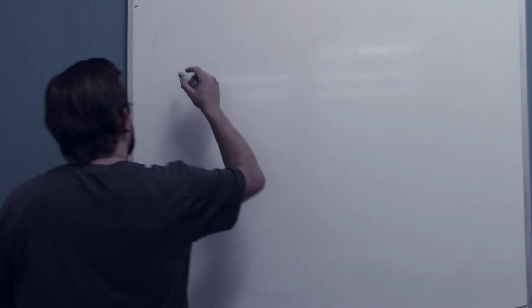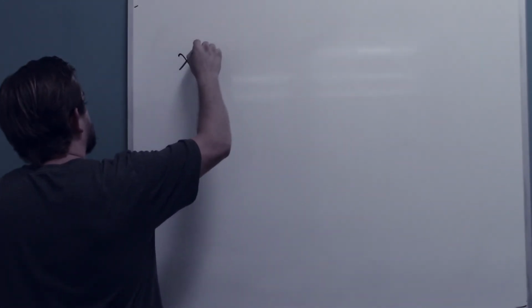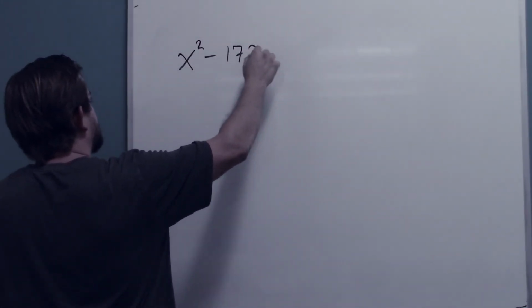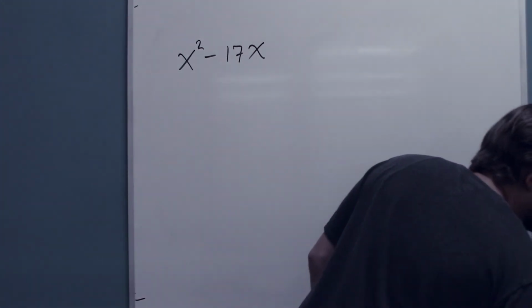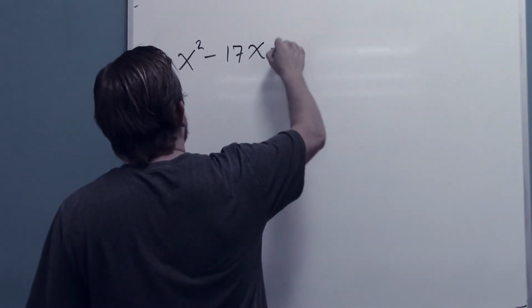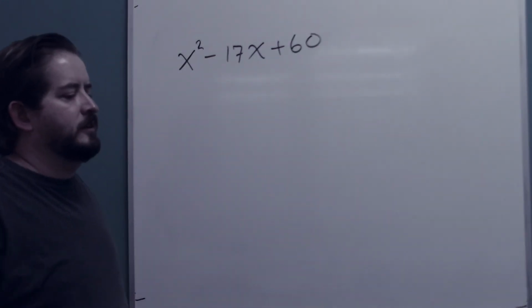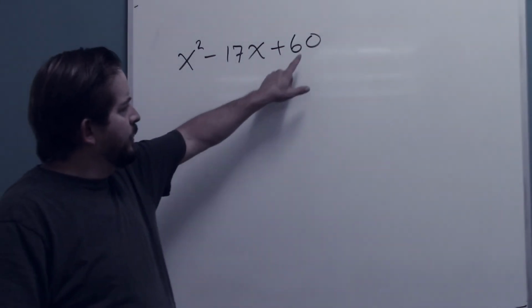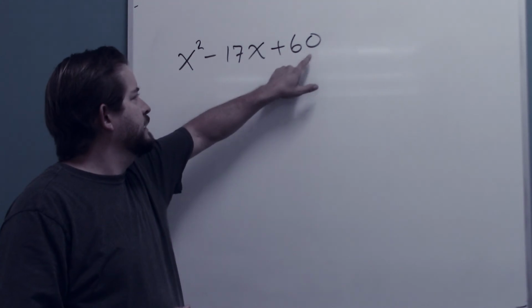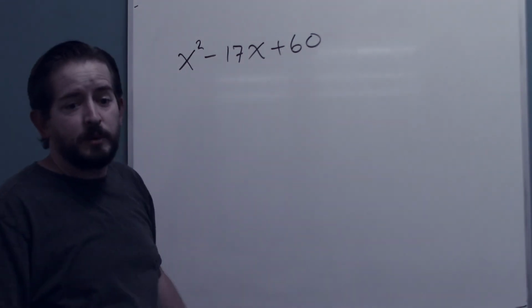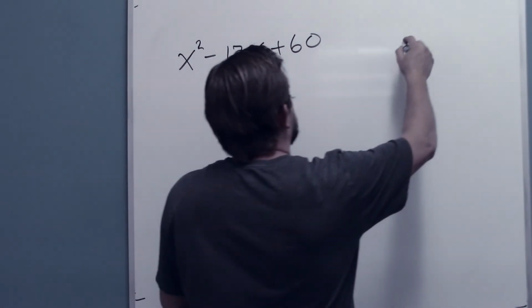Let's look at, let's do this one. x squared minus 17x plus 60. So far our factor pairs have been a short list, right? But now I have to find factor pairs of 60. This will probably be a little bit bigger, right? But it's still not terrible.